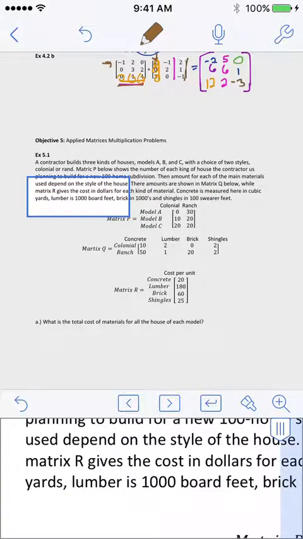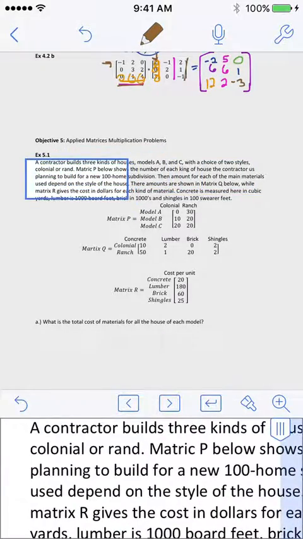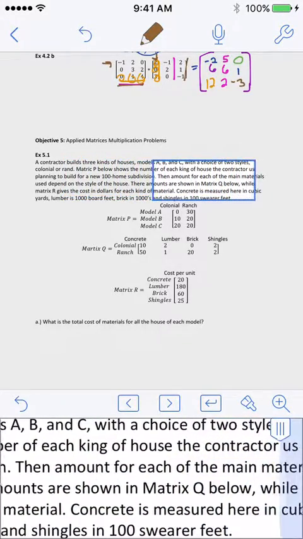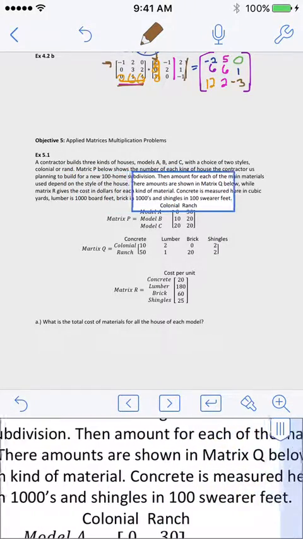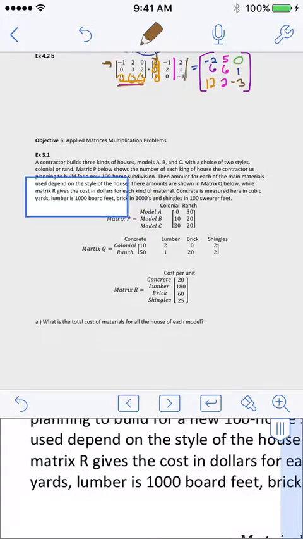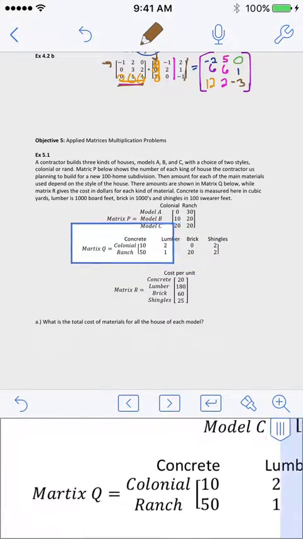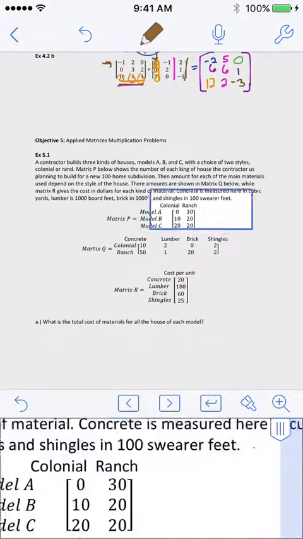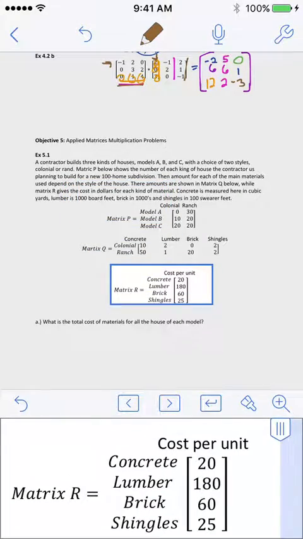All right. A contractor builds 3 types of homes, Model A, B, and C, with 2 styles, colonial or ranch. Matrix P, right down here, shows the number of each kind of house that the contractor is planning to build for a 100-home subdivision. The amount of each of the main materials used depends on the style of house. The amounts are shown in matrix Q below. So here's the Q. So this is our model, how many ranches and colonial we want, and here's what they use for materials. While matrix R gives us the cost in dollars of each kind of material. So matrix R shows us the cost, right?